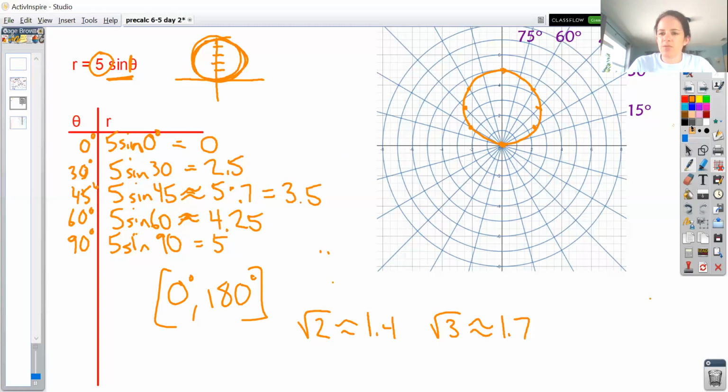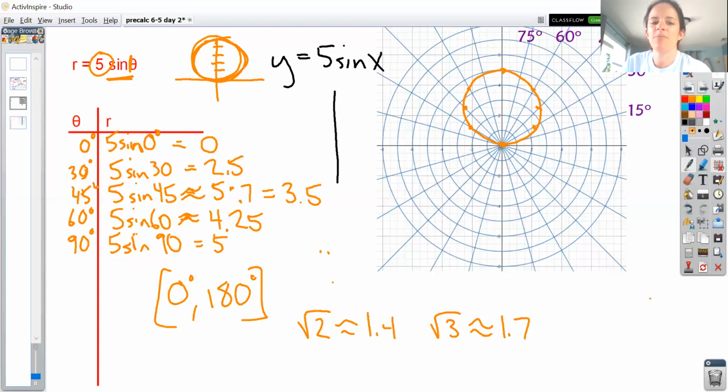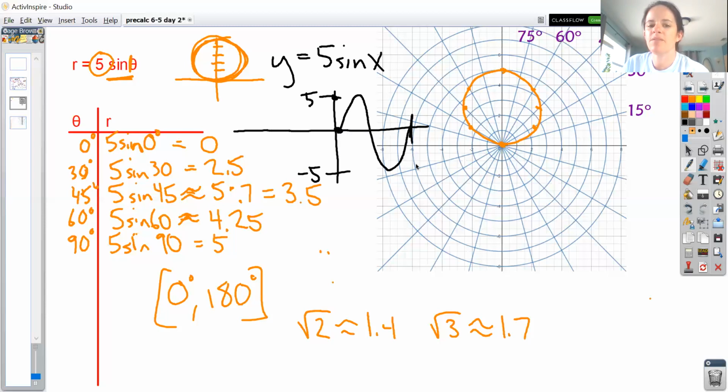Just one more interesting note here. You can also parallel this with the graph of y equals 5 sine x, and this is actually super convenient and might help you out a little bit. So if I think about the graph of y equals 5 sine x, and if this is 5 and negative 5, I know that the graph of 5 sine x would look like this. It would start on the principal axis going up, and then it has a period of 2 pi units.